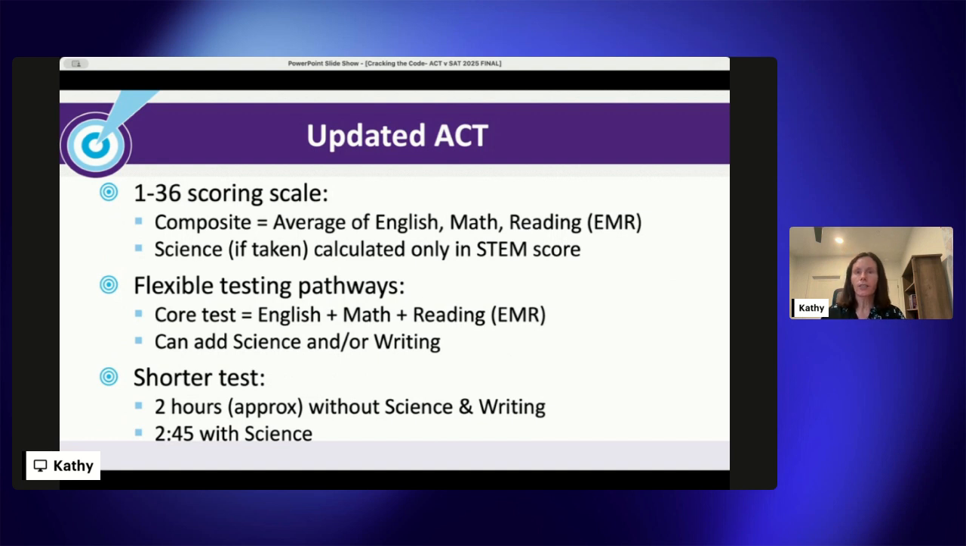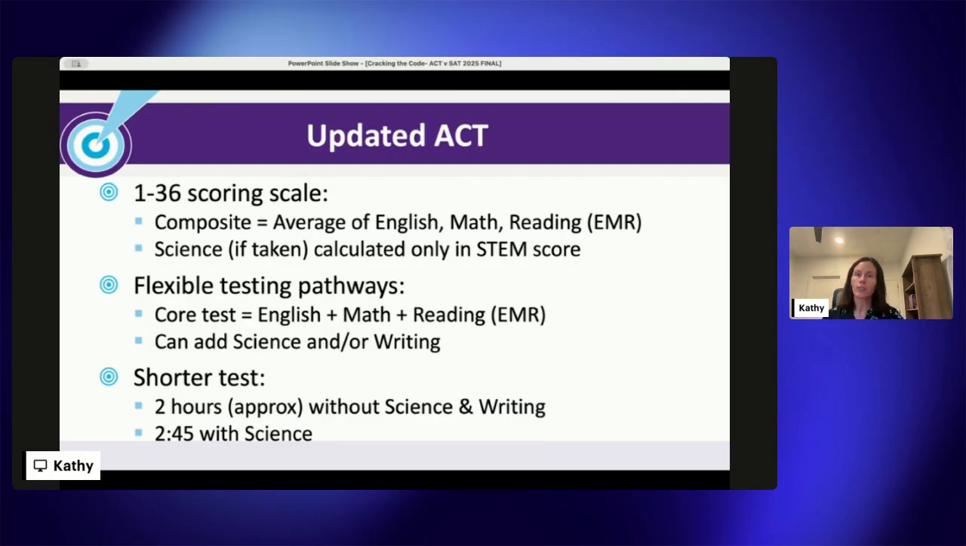So for every domestic ACT taken, starting with the one that was just this past weekend, your composite score, whether you take it digital or paper-based, is going to be the average of the English, math, and reading only. If you're taking the science test, you're still going to get a science score. It is still going to appear on your score report, but it's not going to be averaged into your composite. Or, once you start taking multiple tests, it won't be averaged into your superscore. But the science will be included in the STEM score, which is going to be the average of science and math. Talking about a lot of flexible testing pathways, right?